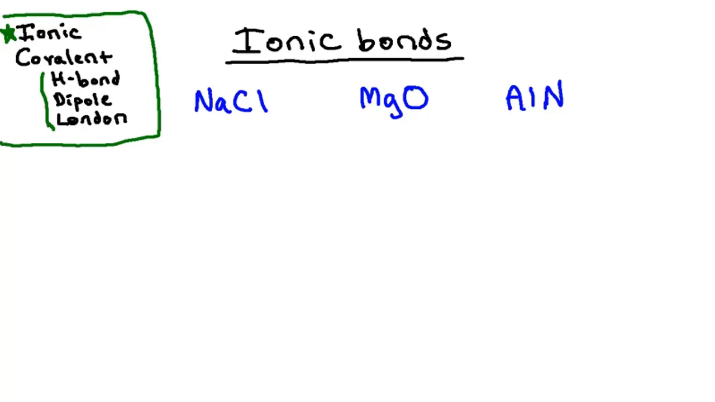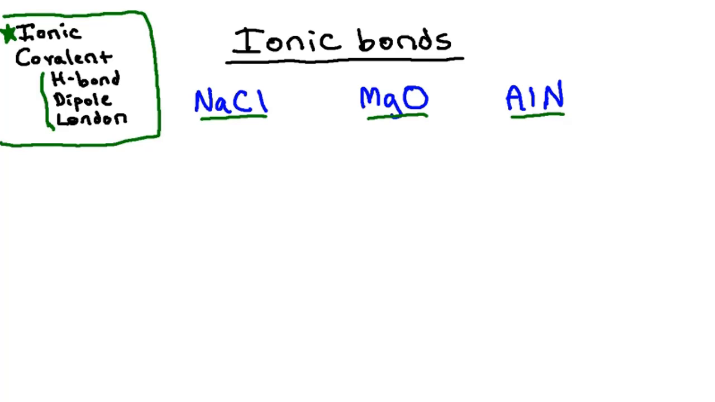But let's say we're not dealing with any covalent bonds. Let's say we're dealing with all ionic bonds. How do you compare ionic bonds to each other to find out which one has the highest boiling point? So see, we have here three different ionic bonded molecules. We have sodium chloride, magnesium oxide, and aluminum nitride.